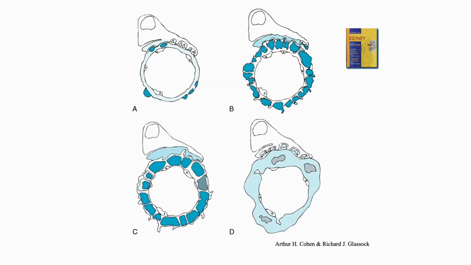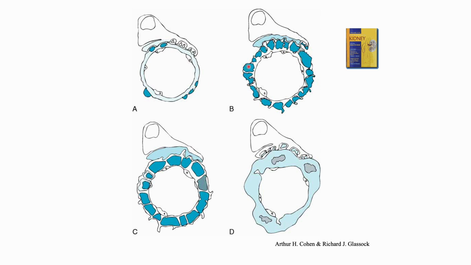Now, here on this slide, you have 4 stages of membranous. So early on, you have some immune deposits, and like I said before, they're subepithelial. So these are the podocytes, the epithelial cells, and you have a little bit of deposits here in the dark blue, below the epithelial cells.